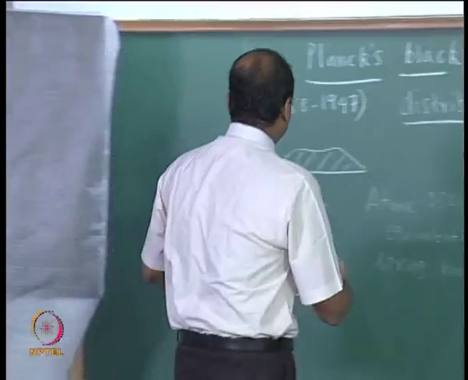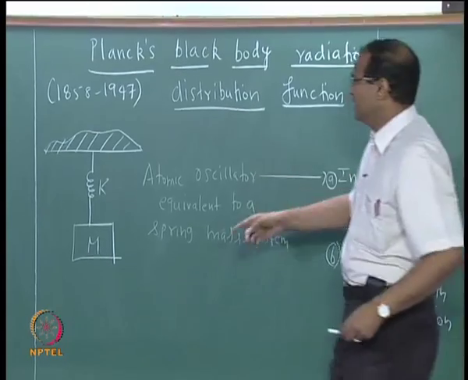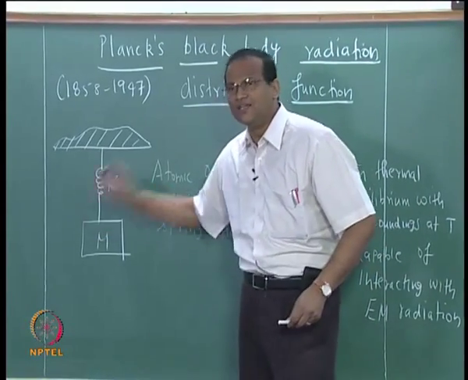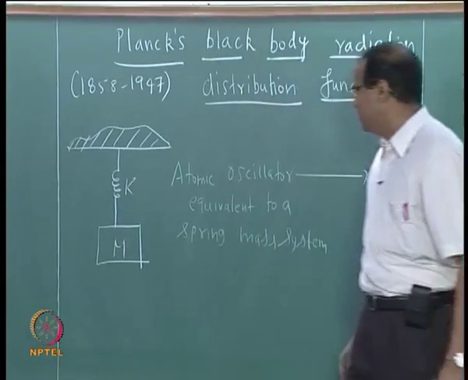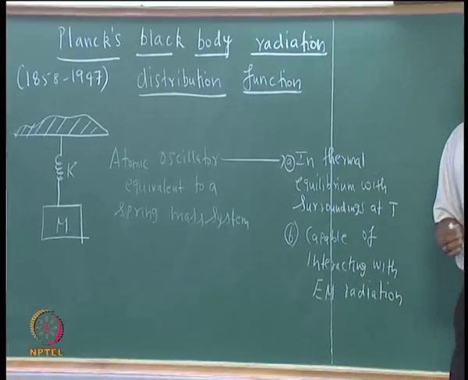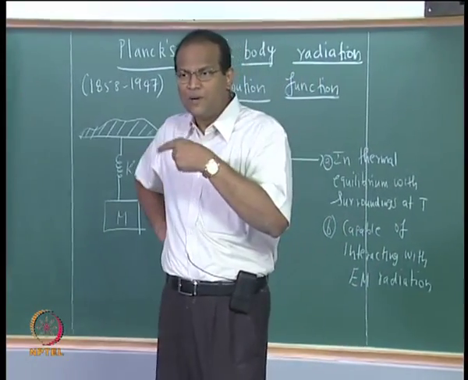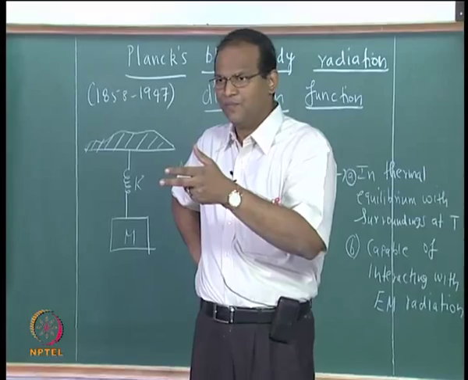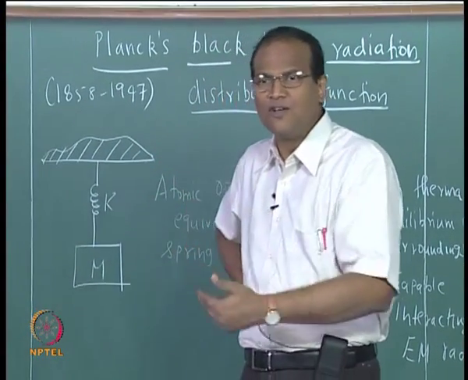So how do you overcome this? Then he used a different approach, he used a harmonic oscillator. What is a harmonic oscillator? A harmonic oscillator is basically equivalent to a spring mass system. The spring mass system shown here has a stiffness of k and a mass of m. So he considered an atomic oscillator equivalent to a spring mass system, because for a spring mass system you can get the natural frequency and the time period, so you can work out some arguments.